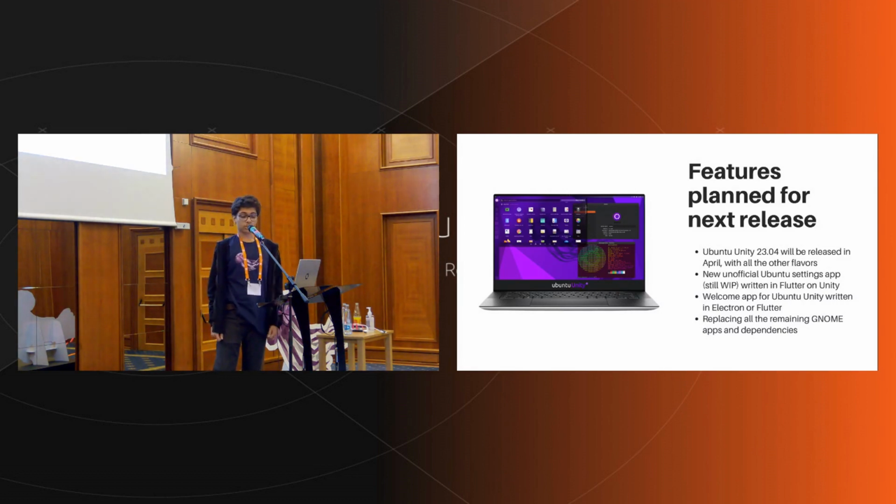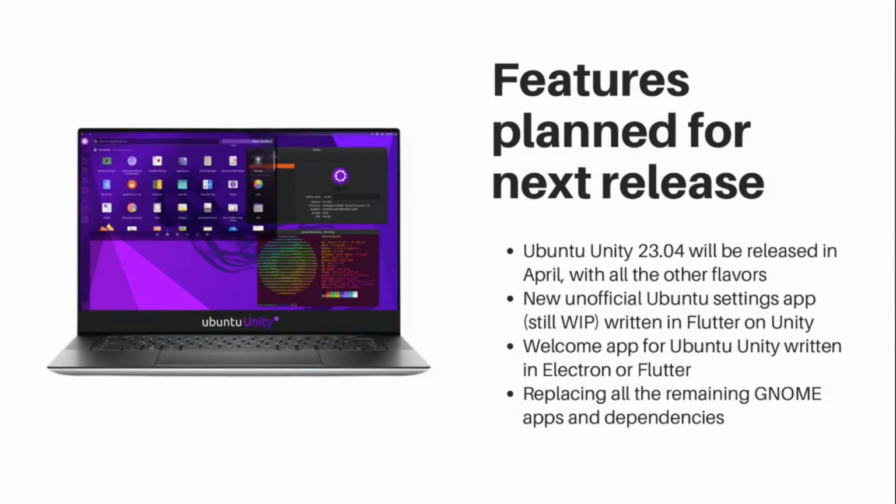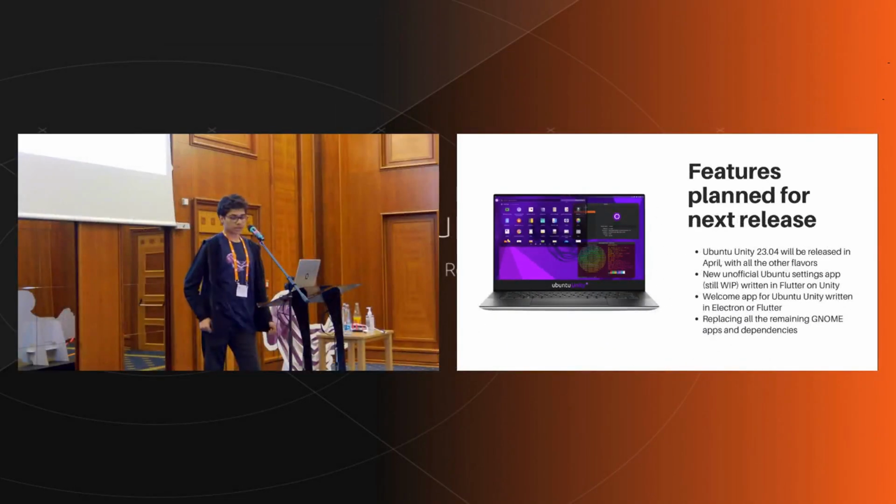The features planned for the next release. Ubuntu Unity 20.04 will be released with all the other flavors in April next year. We are porting the new unofficial Ubuntu settings app, which is still a work in progress and is written in Flutter, to Unity, so I'm sure French guy CH would be pretty happy hearing this. And then we are also considering working on the new welcome app for Ubuntu Unity 20.04 written in Electron or Flutter. And then we are actively replacing all the remaining GNOME apps and dependencies.